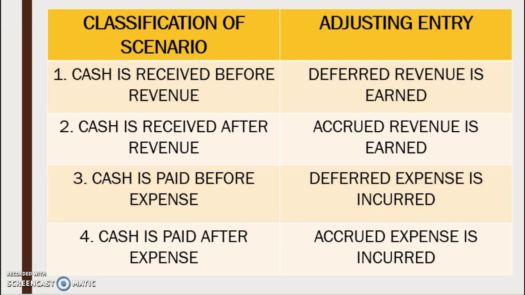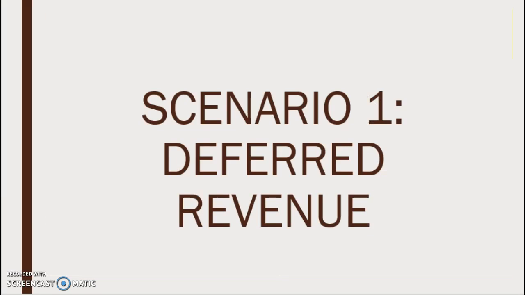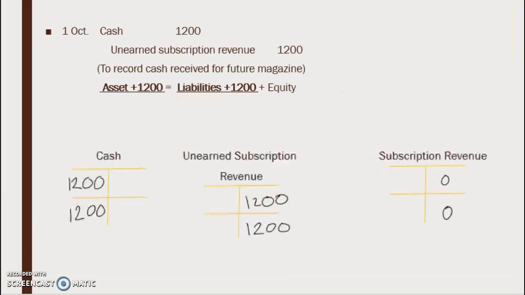So there's 4 classifications of scenario for adjusting journal entries, but today we'll look at the first one. Cash is received before revenue, deferred revenue is earned. Deferred revenue. So, in this example, we use a magazine subscription.